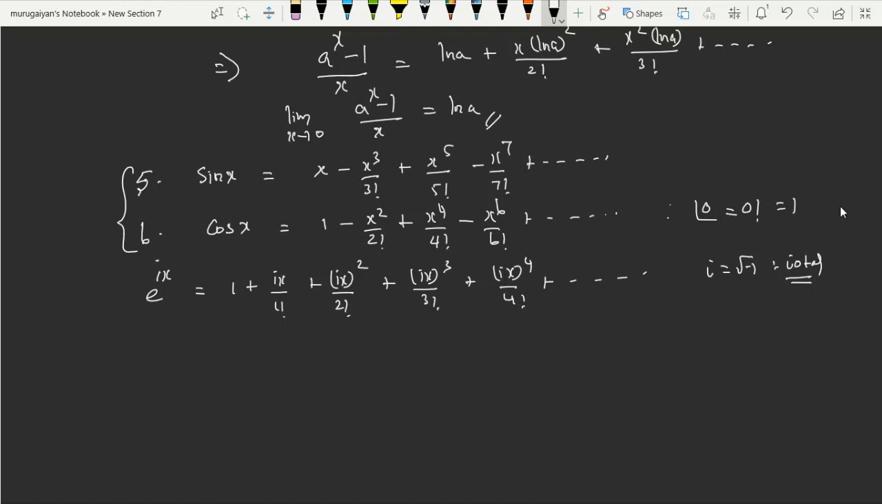Now this complex number can be written in the standard form. What is the standard form of a complex number? Real part plus imaginary part. So 1 plus ix by 1 factorial, i square is minus, so minus x square by 2 factorial, and i cube is minus i, so minus i x cube by 3 factorial, i power 4 is 1, so plus x power 4 by 4 factorial, then again i x power 5 by 5 factorial. Keep going. So here we can show the separation.